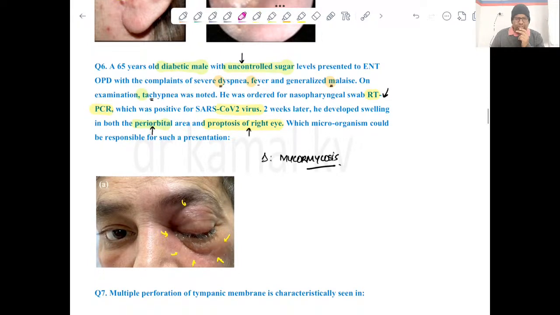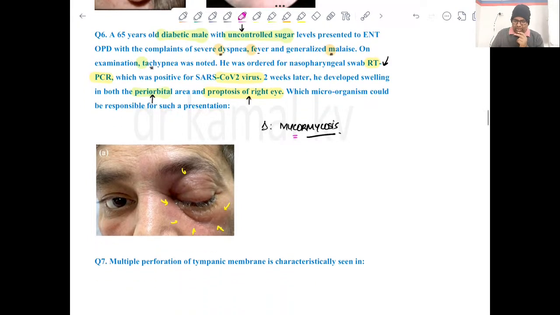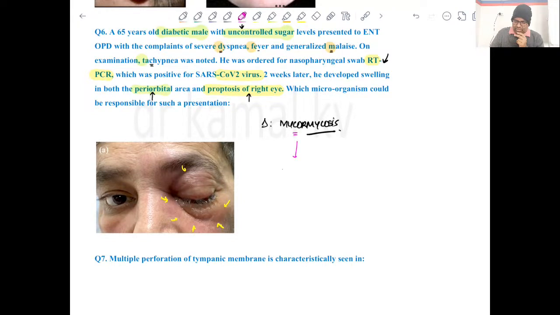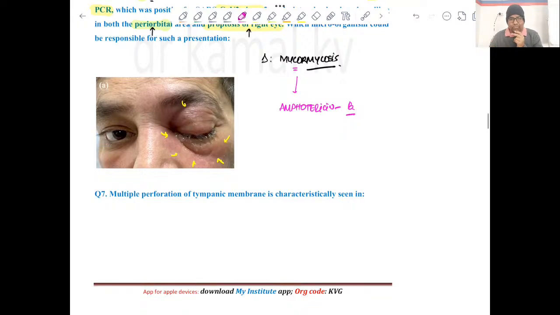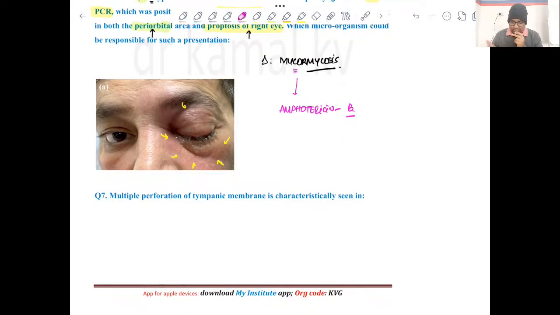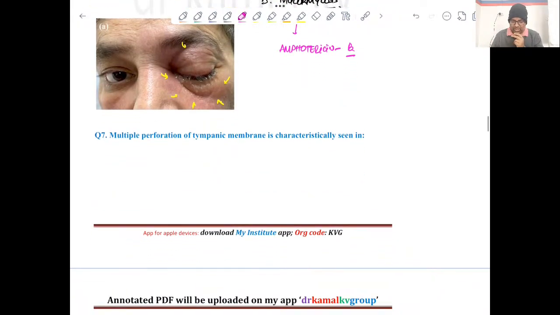And the moment you find the word COVID-19, any pathology surrounding the eyes or palate or upper cheek and all, straight away jump to mucormycosis. Clear? And the treatment is amphotericin B. So these are some basic facts which one should know. Previously it was a very favorite, but nowadays we don't have questions from COVID-19 as such.